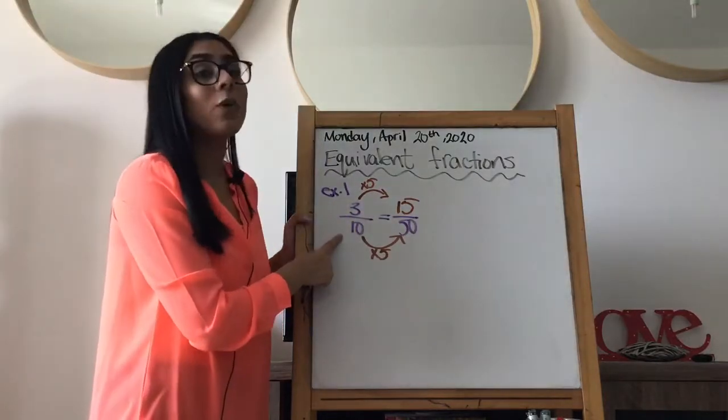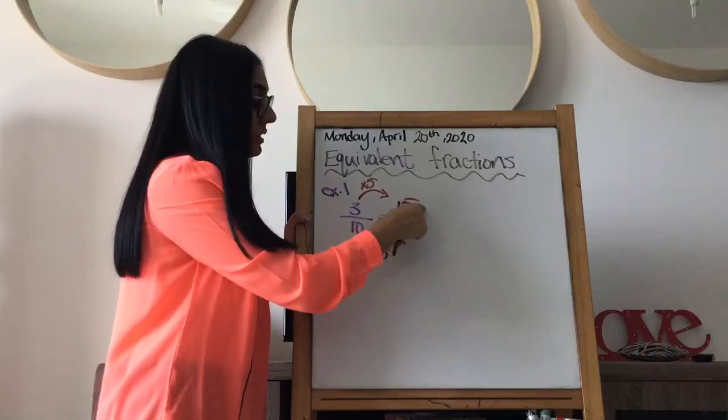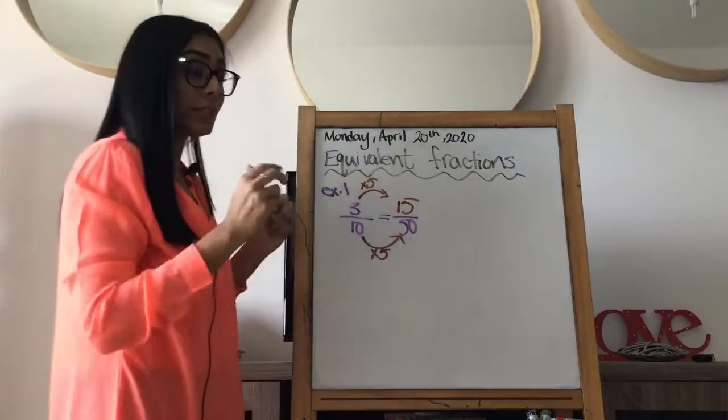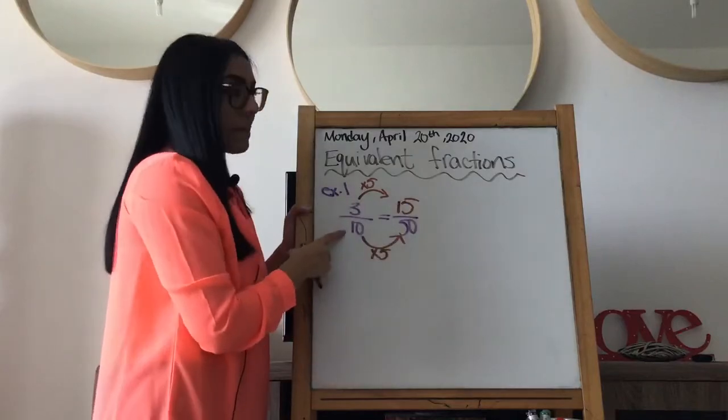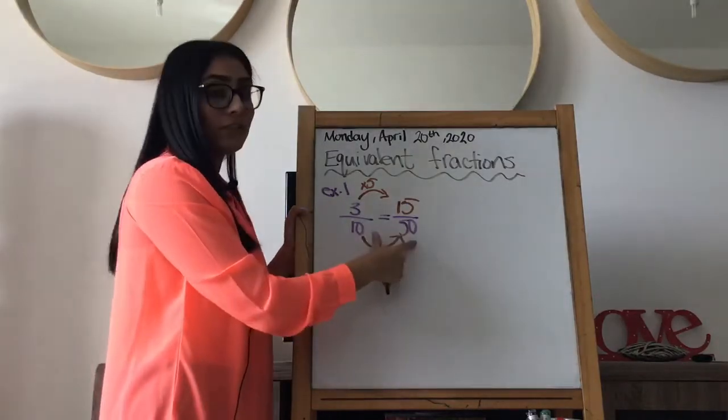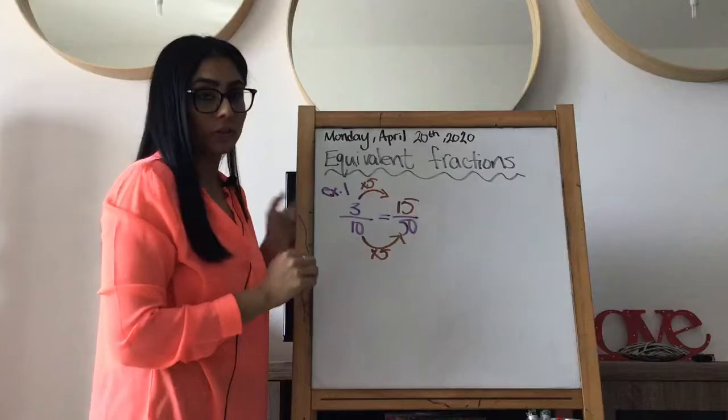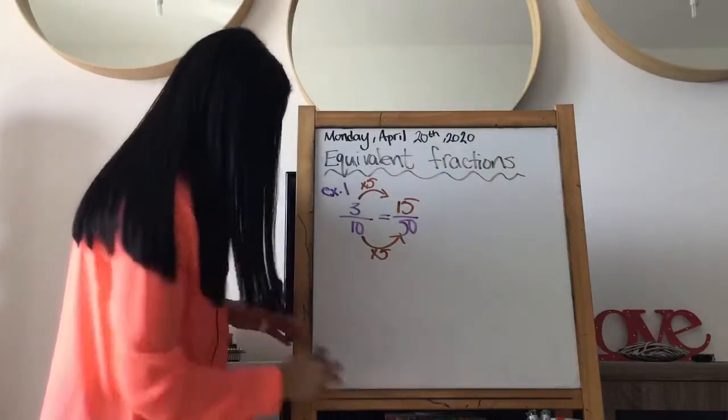3/10 is equal to 15 over 50. They're the same. They look different, but if I drew a picture of a pie cut into 10 and then a pie cut into 50, they would be the same sections. Let's do another one.